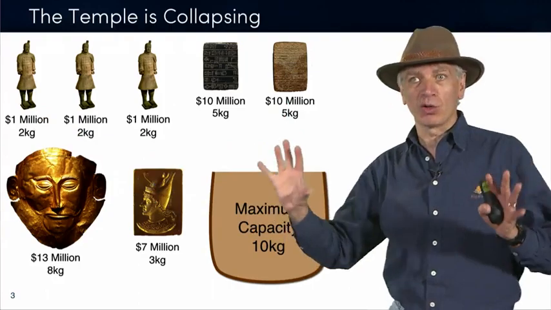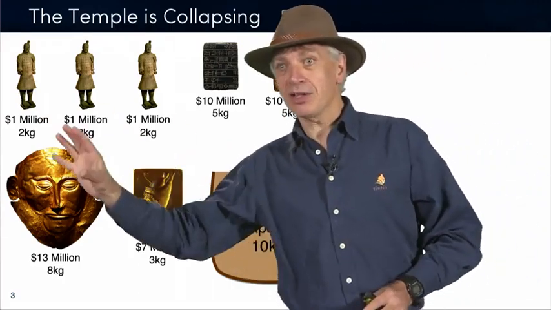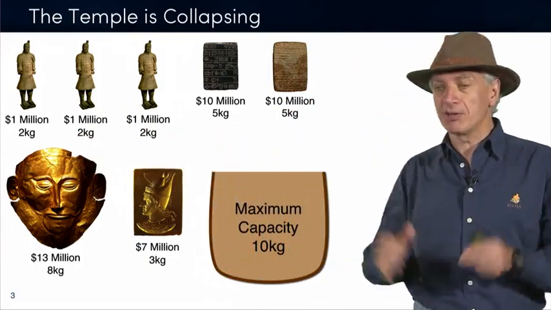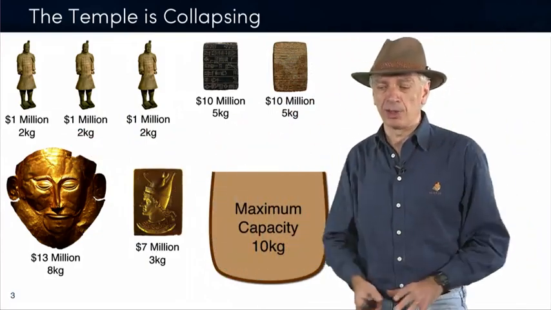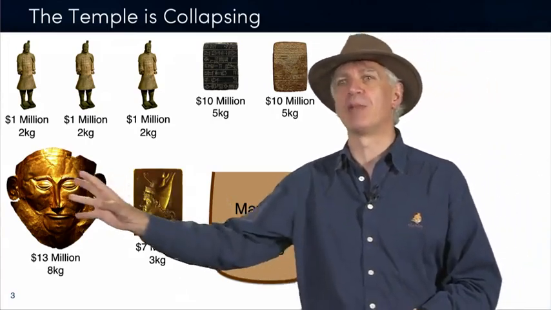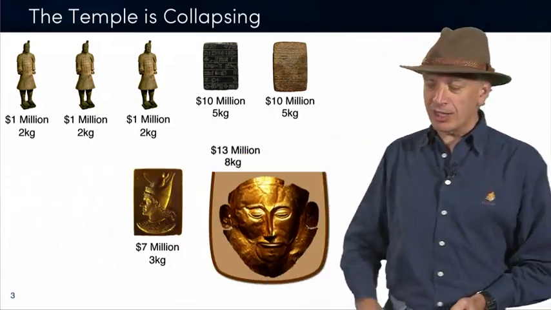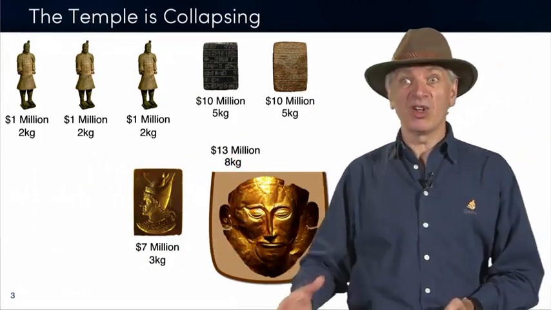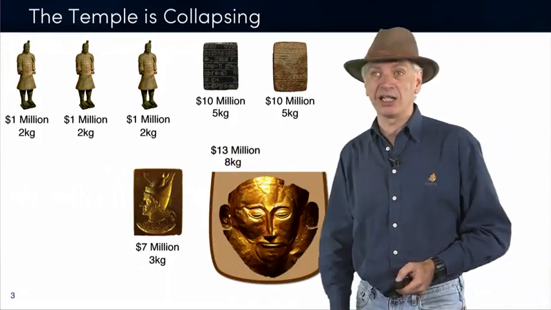And once you have all these things, what Indiana Jones is going to do is say, okay, I'm going to pick up the right ones, what I believe are the right ones, not knowing anything about optimization. And of course, you can't resist. So the first thing he's going to do is take this mask. It's so beautiful. And obviously, that's 8 kilos, so there are only 2 kilos left inside the knapsack.